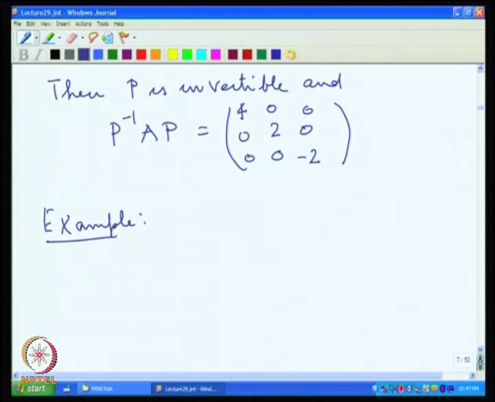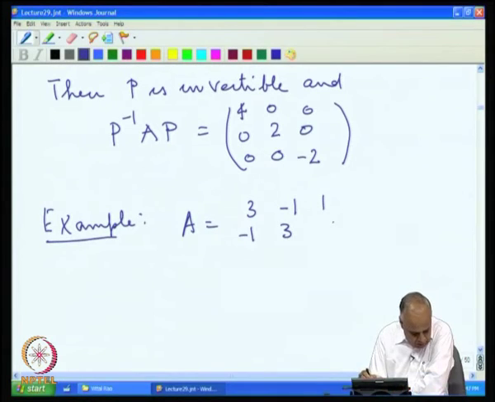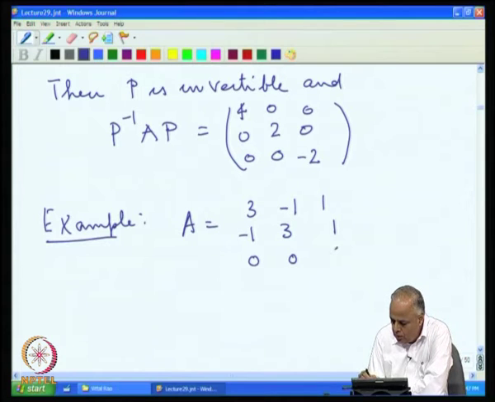We note that in the previous example, in the eigenpairs that we got, the 3 numbers lambda 1, lambda 2, lambda 3 were all distinct, but this is not necessary. These numbers may be repeated. Let us look at another example: A equal to [3 -1 1; -1 3 1; 0 0 4].